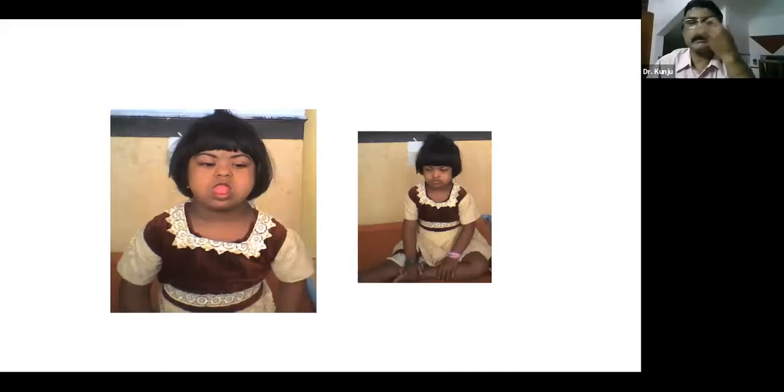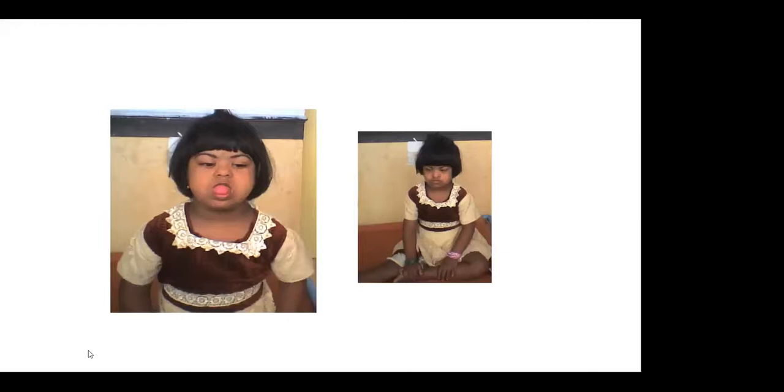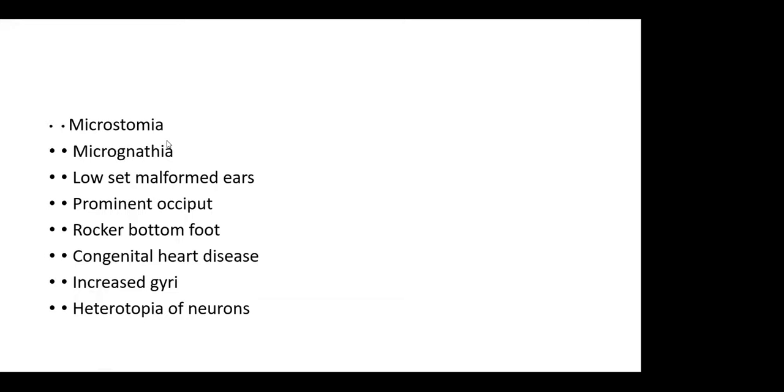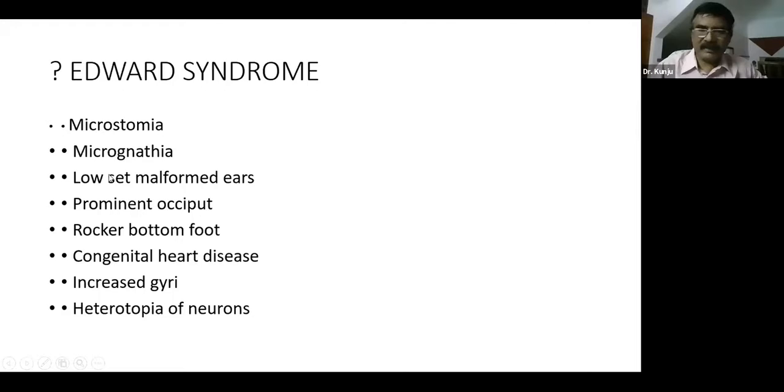And now, this is a child with microstomia, micrognathia, low-set malformed ears, prominent occiput, rocker bottom foot, congenital heart disease, increased gyri, heterotopy of neurons. Anybody giving the diagnosis here? They have already given, sir. Edwards syndrome. A lot of them have answered. Ah, okay, very good. Edwards syndrome.